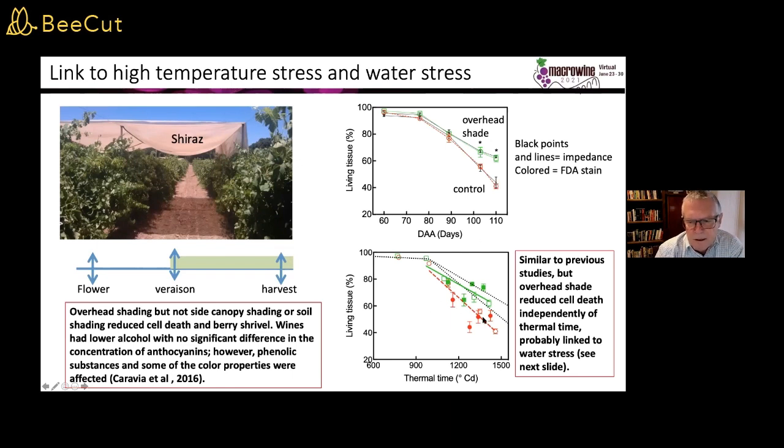We also noted, however, that water stress had an additional effect. So in addition to the temperature, and here we're plotting it as thermal time, living tissue as a function of day degrees, you can see that the values for the treatments line up on the thermal time, but with increased water stress, it tended to move it down. So it probably indicates that water stress is having an additional effect.